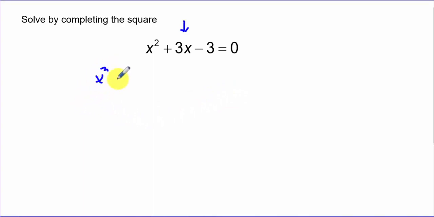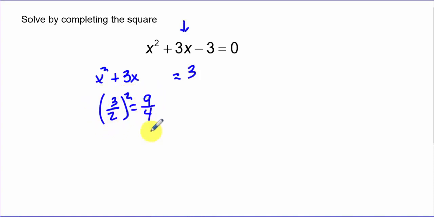I've got my x squared plus 3x is equal to 3. Take half the middle term and square it, giving me 9/4. Well, I have to complete that process, and now I have x squared plus 3x plus 9/4 is equal to, we're going to take this and make that 12 over 4, which is 3, plus 9 over 4.